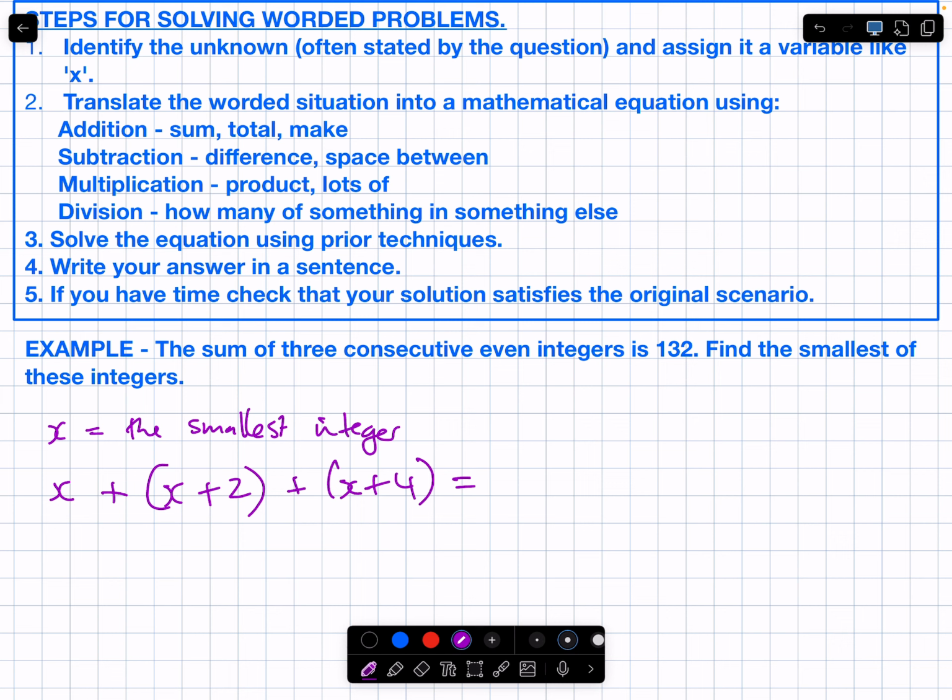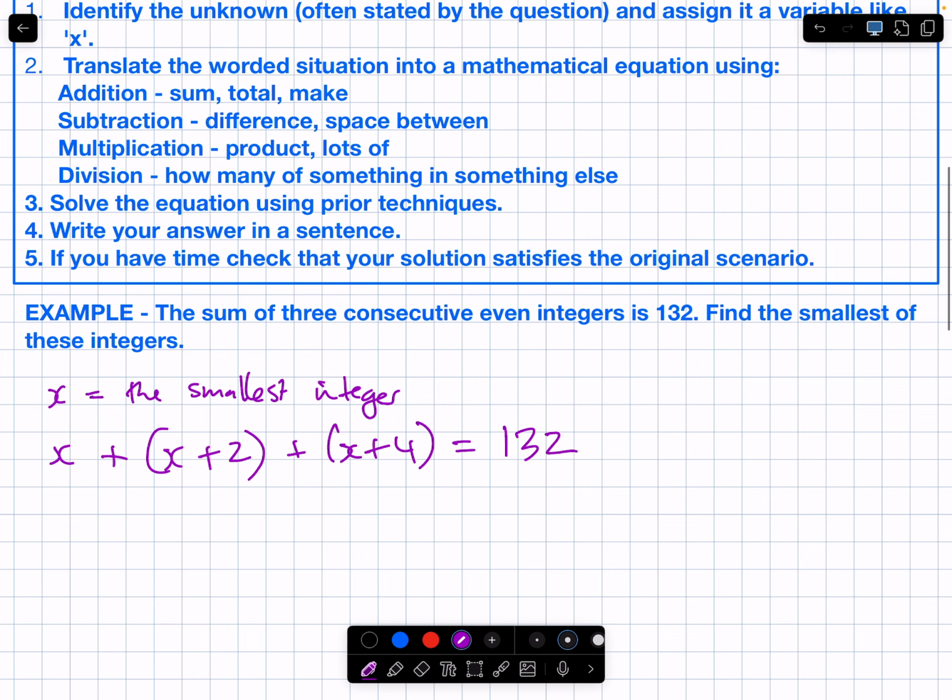The sum of 3 consecutive, how do I know it's consecutive? Because even numbers go up in 2 each time. 3 consecutive integers is what? What does the question say? Good. Do you see how we translated words into numbers now? Does this look like something we did on the Wednesday?